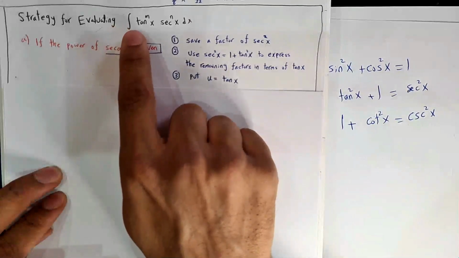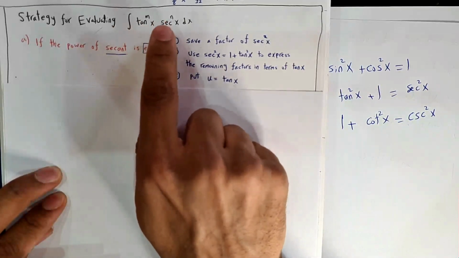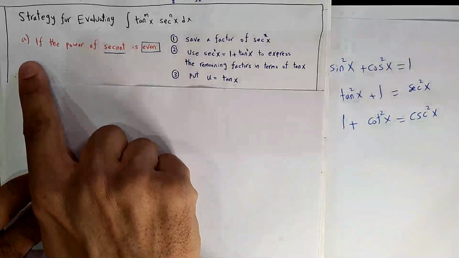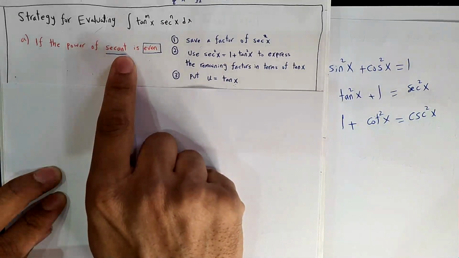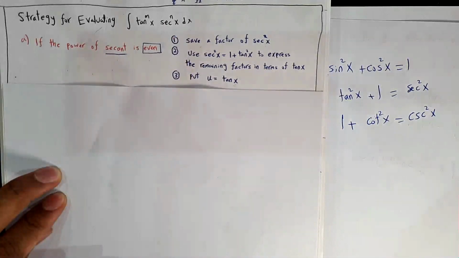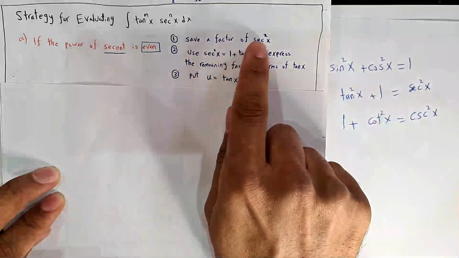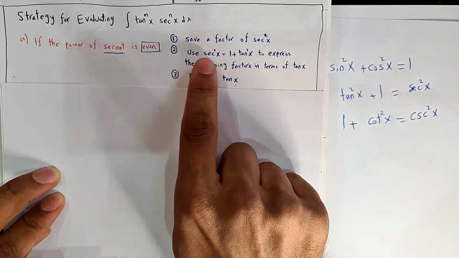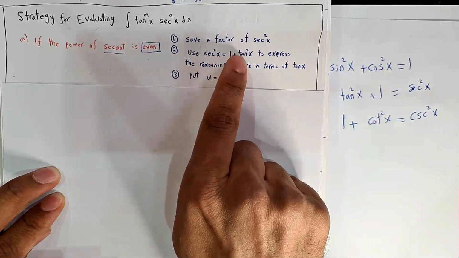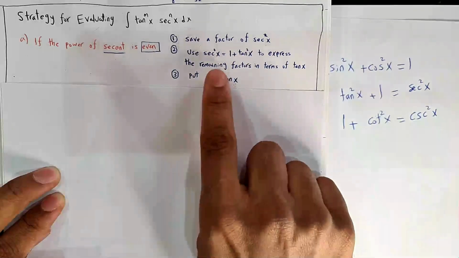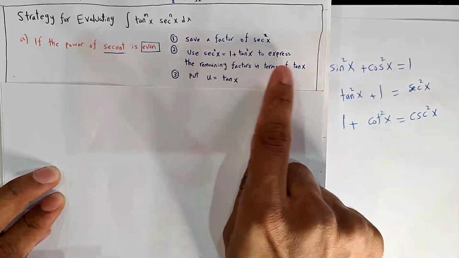Strategy for evaluating the integral of tan to the power m of x, secant to the power n of x, dx. A. If the power of secant is even, then follow these steps. Save a factor of secant square. Then use the identity secant square x equals 1 plus tan square x, which is given over here, to express the remaining factors in terms of tan.